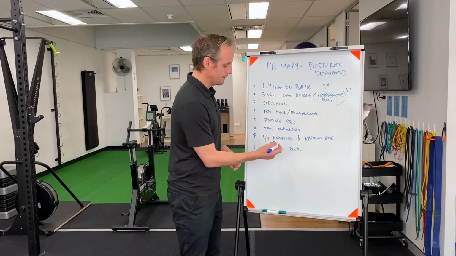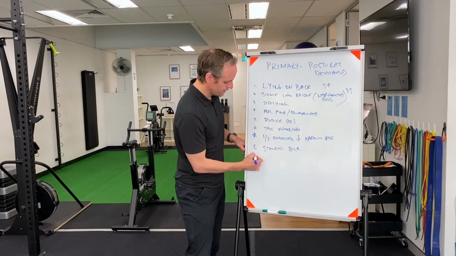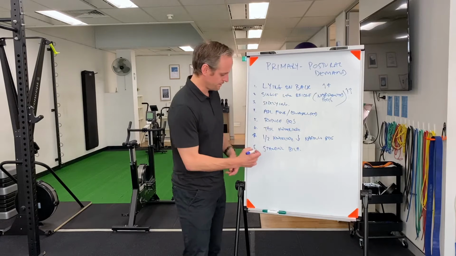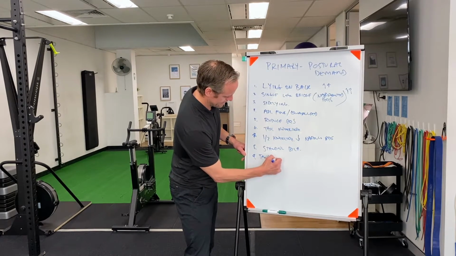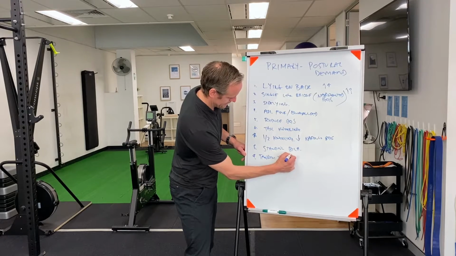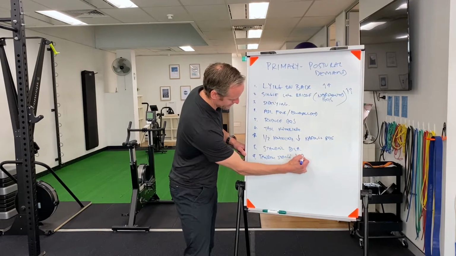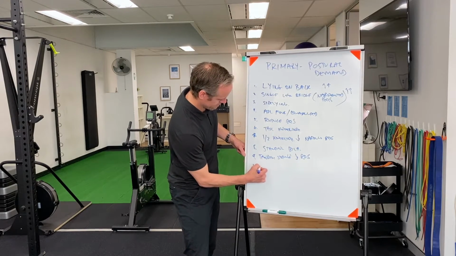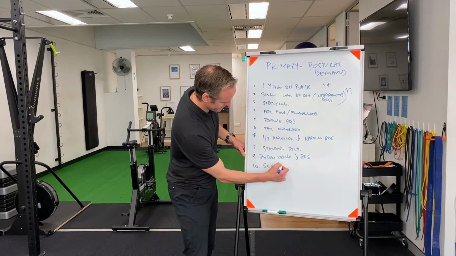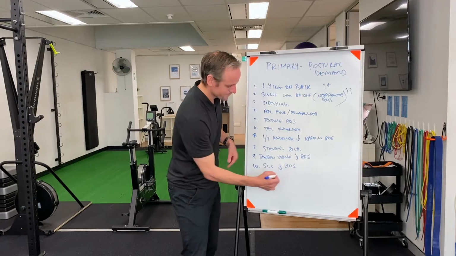Then we can go, how do we do it? We reduce the base of support. So we can go into like a tandem stance effectively, right? So now we go tandem stance. Which is again, reducing the base of support. Then single leg stance, which is again, reducing the base of support.